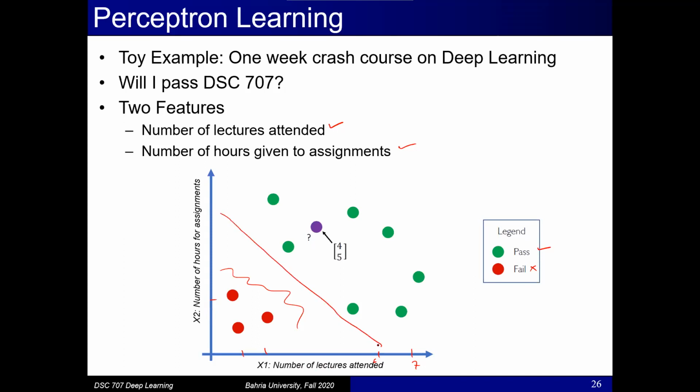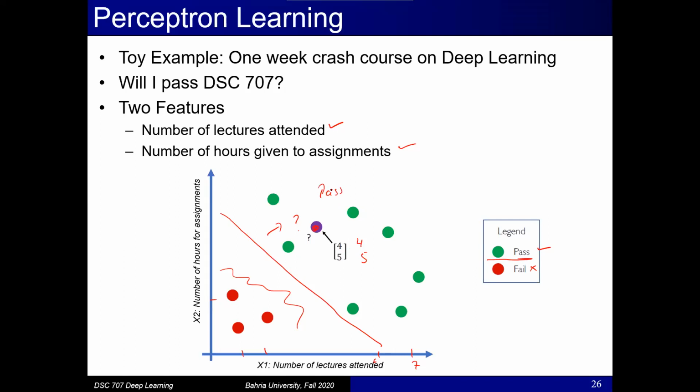Maybe I'm just guessing. Okay, and then suppose you want to predict: will I pass this course if I study for 4 lectures and I spend 5 hours on assignment? So this is you, and you want to predict. Maybe if your network is trained, this is the decision boundary. So your decision would be that you are likely to pass this course, right? Because you are lying on this part of the decision boundary where we expect the candidate to clear the course.